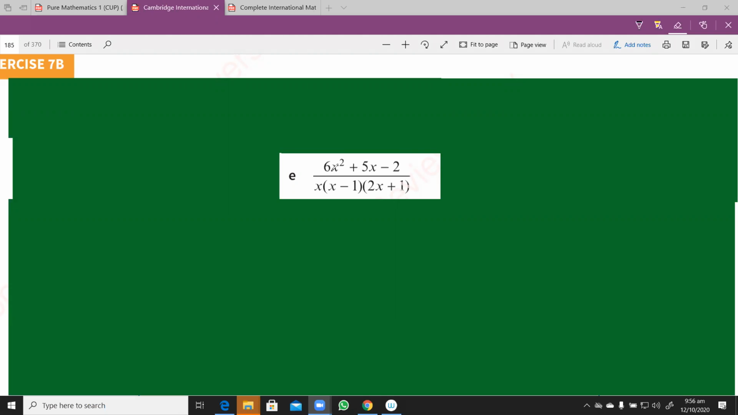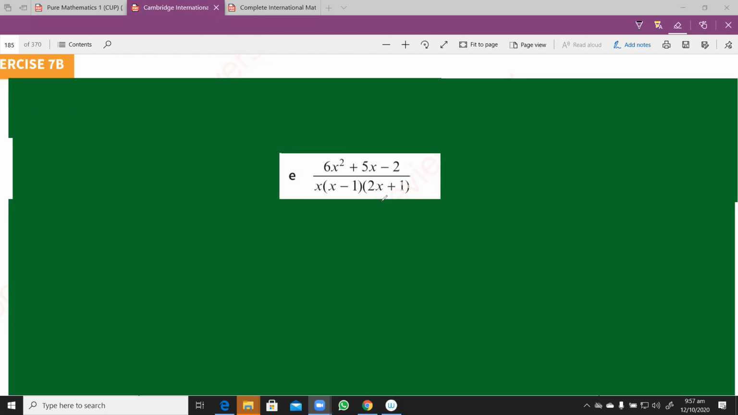The first thing we have to see is whether this is a proper fraction or not. Is this a proper fraction? Yes, okay, fine. How many factors do we have in the denominator? 3.